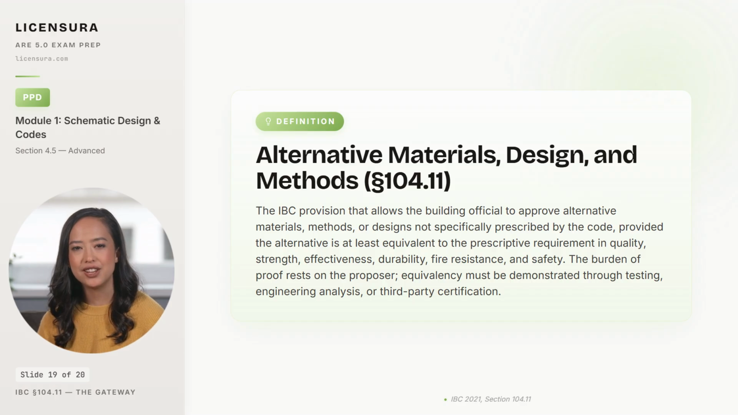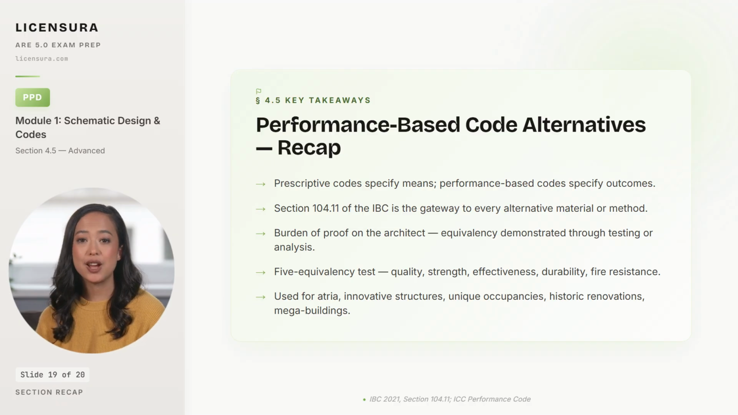The architects who succeed under Section 104.11 build the case meticulously and submit it early. The architects who improvise lose. Walk away with 5 anchors that keep the performance path defensible. 5 takeaways from performance-based code alternatives.